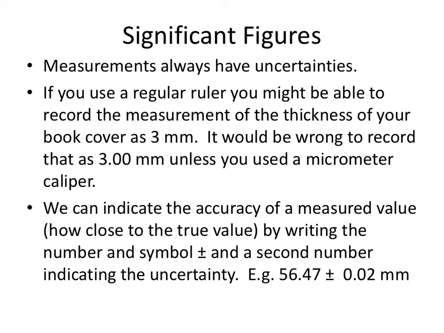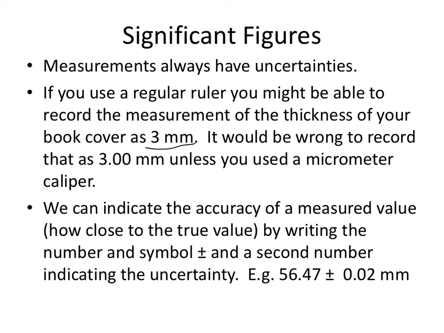The whole point behind significant figures is that measurements always have uncertainties. If you use a regular ruler, you might record the thickness of your book cover as maybe 3 millimeters. It would actually be wrong to record that as 3.00 millimeters unless you used a caliper, a very expensive measuring device. My point is that the measuring device is going to determine how many significant figures you record.